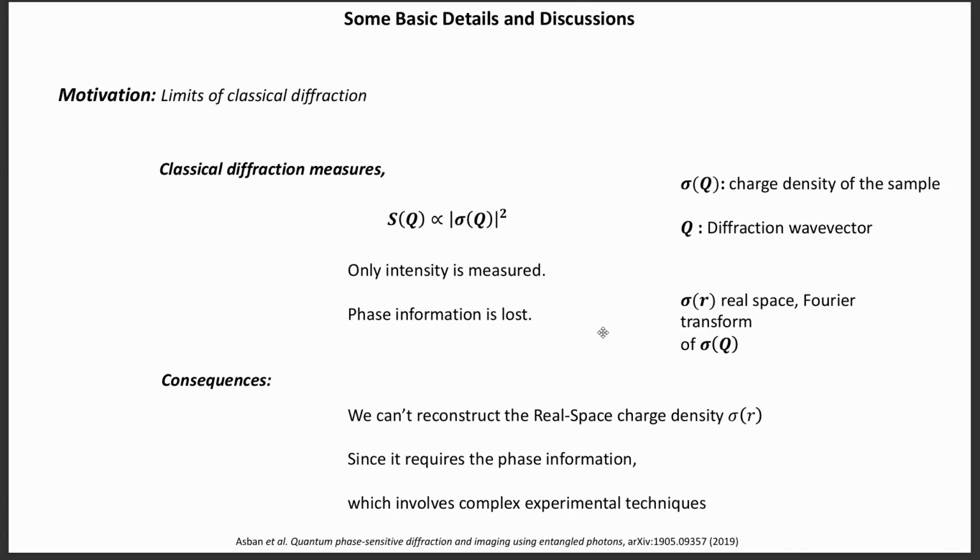To get rid of these things, the authors have proposed another way to do this kind of imaging, using quantum means, in which they utilize quantum properties, mainly entanglement. The consequence is that we can't reconstruct the real space charge density sigma(r) in the classical case, since it requires the phase information, which is very hard to get classically. So it leads to complex experimental techniques. To avoid that, the authors have proposed another way, which is not that complex and is easy to implement.